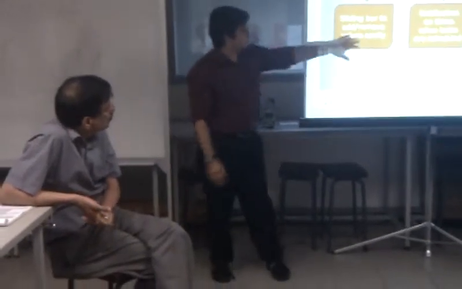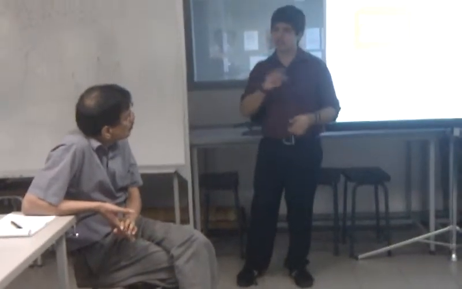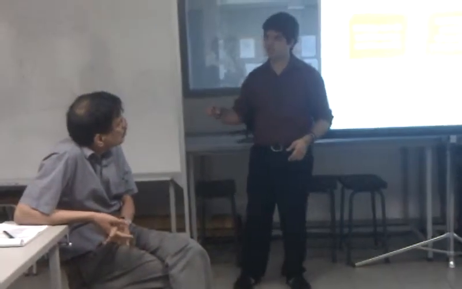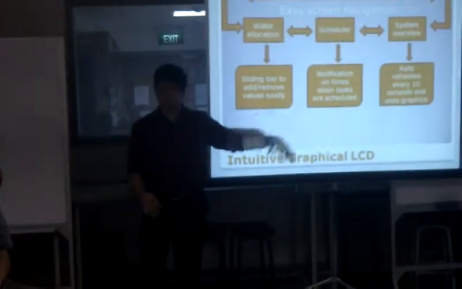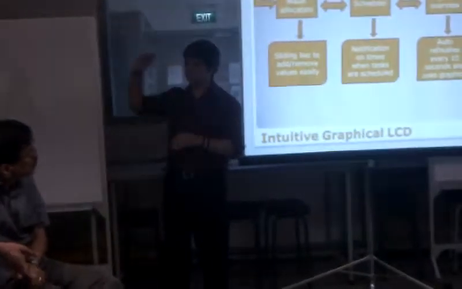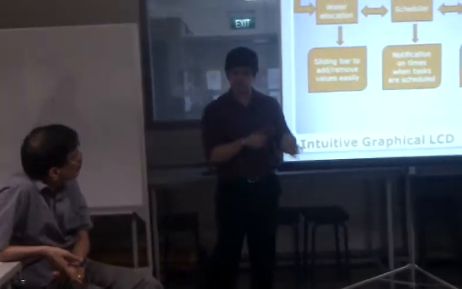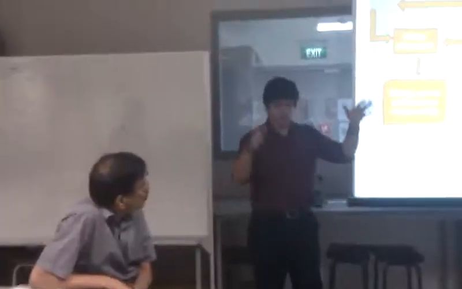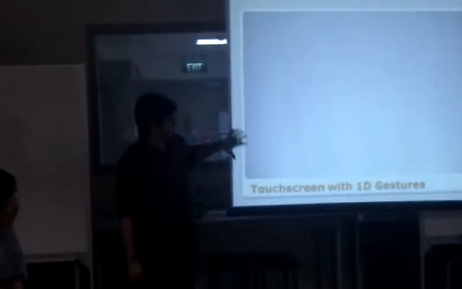The special features are that in the water allocation screen you have that bar which is easy to use, easy to understand, and you can immediately learn. Then in the scheduler, whenever something happens, for example, if water allocation has started, there will be a message saying allocation has begun. And then in the system overview, there's an auto refresh feature where it refreshes every 10 seconds after checking the whole system. So if, for example, between that 10 seconds there's a drop of water in the main tank, it will be updated. And there's of course graphics to show the tank image itself. So it's a very intuitive interface.